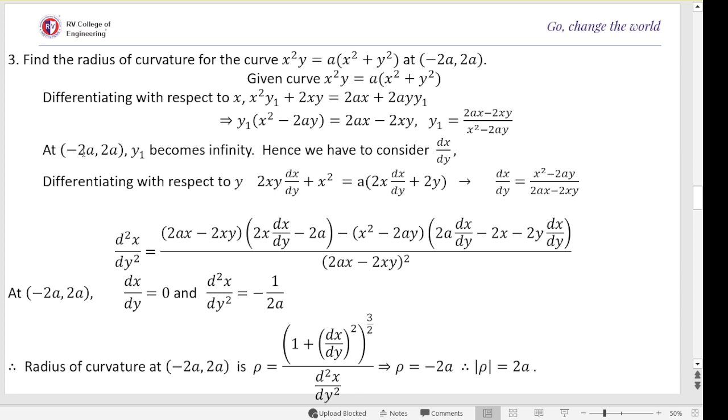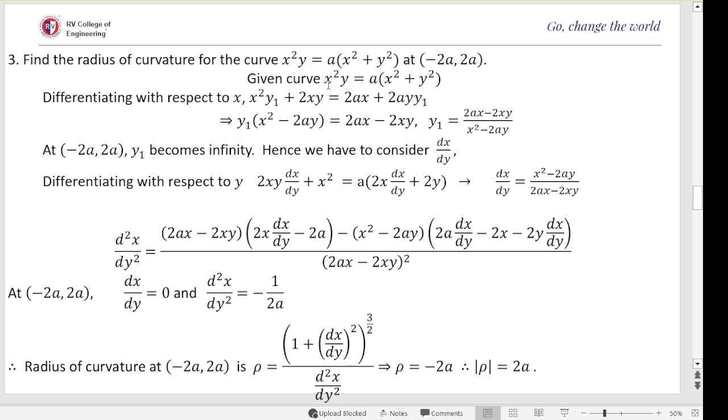So at the point (-2a, 2a), here you observe that the denominator, if I substitute x equal to -2a, y equal to 2a, what you are getting is 4a square minus 4a square. That will give you 0. That is, y1 becomes infinity. It is not possible. So you have to consider dx by dy instead of dy by dx for this problem. So differentiate your relation with respect to y now.